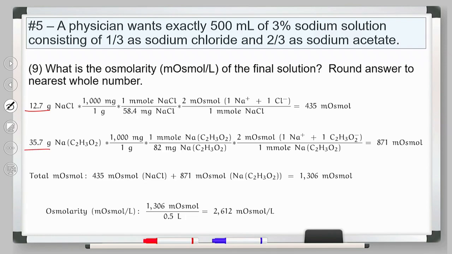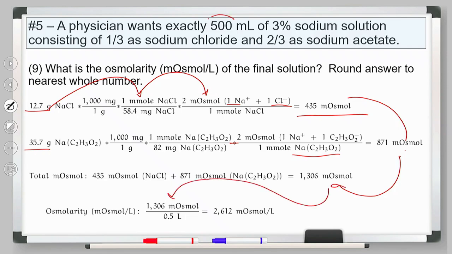So here I'm converting weights to millimoles, millimoles to milliosmoles by looking at the formula for each ingredient and calculating it, okay? And I do the same thing with the sodium acetate. Both of those are just 2 milliosmoles per millimole because of the formula. There's 1 and 1 for each of those molecules. So once I know these 2 together, I add them together, and remember we're making 500 milliliters. Expressing 500 milliliters in liters is 0.5 liters. That's where we get a total osmolarity of 2,612 milliosmoles per liter.